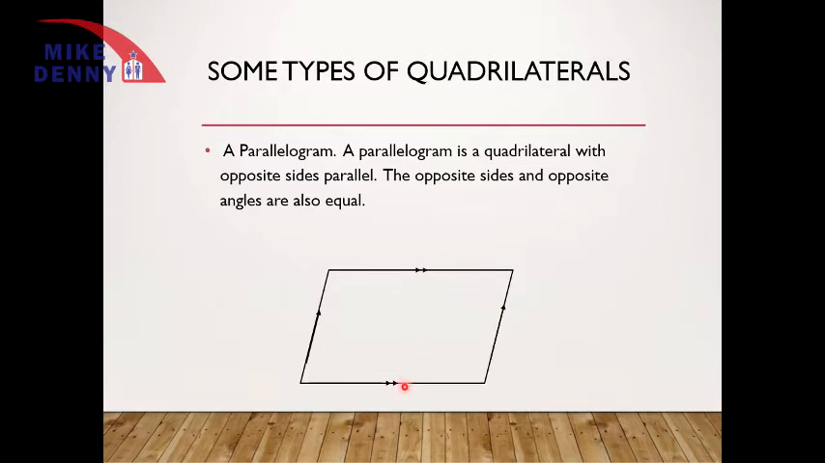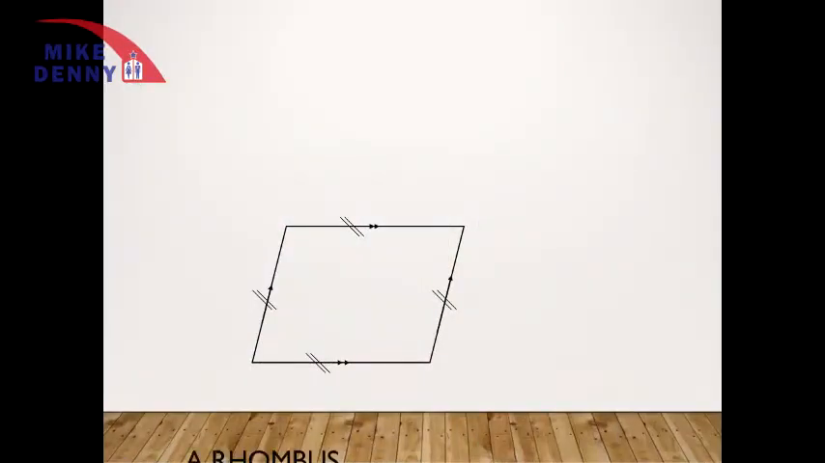So when sides are parallel, you indicate them with arrows of the same type, like this. This means this one is parallel to this. And these ones are equal. Then this is another set or pair of parallel lines, and they are equally equal. So a parallelogram is a quadrilateral with opposite sides parallel. Move to the next.